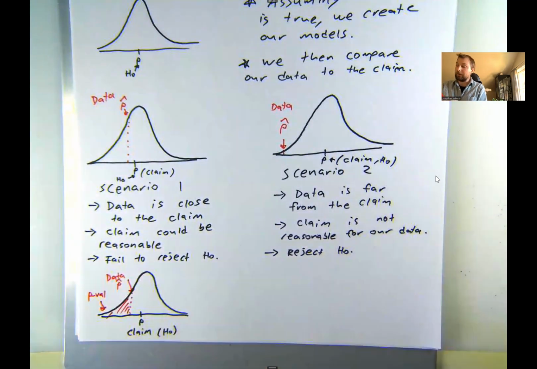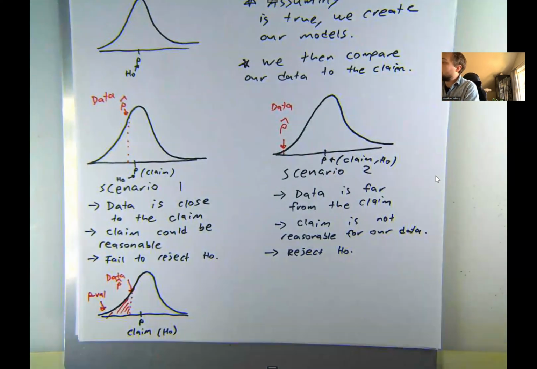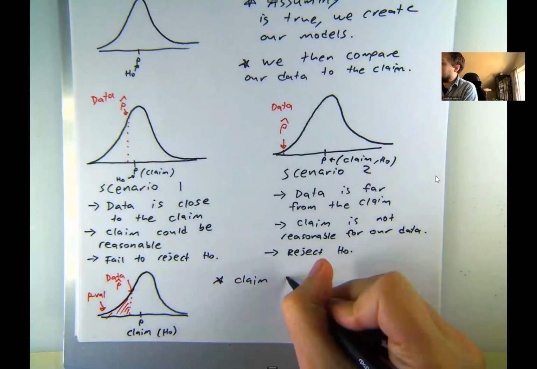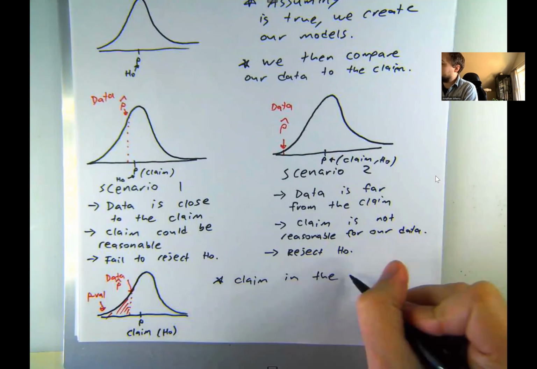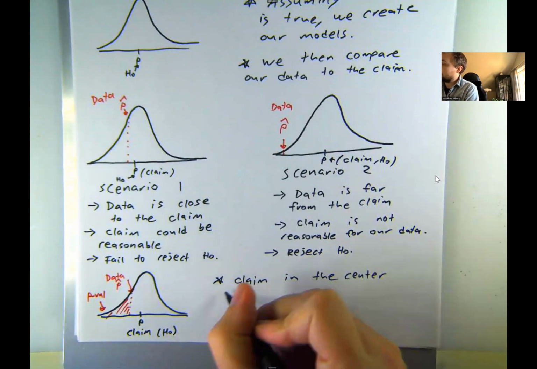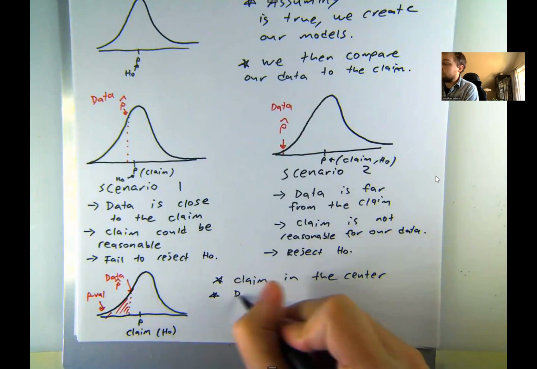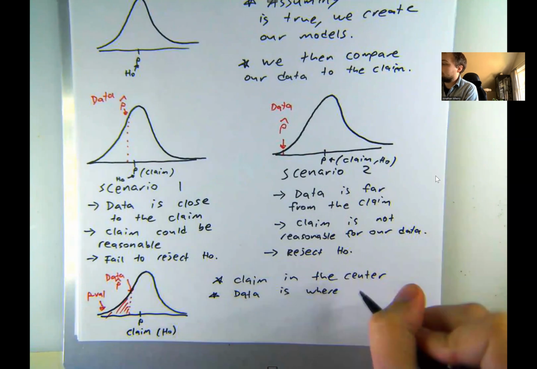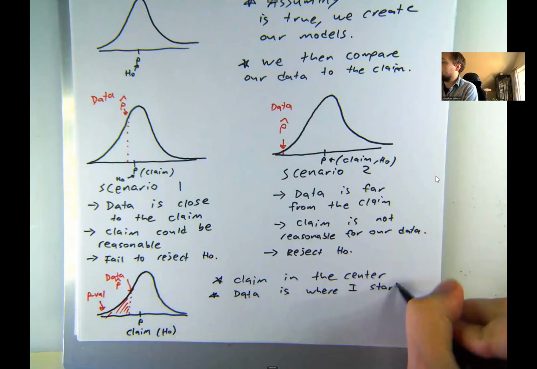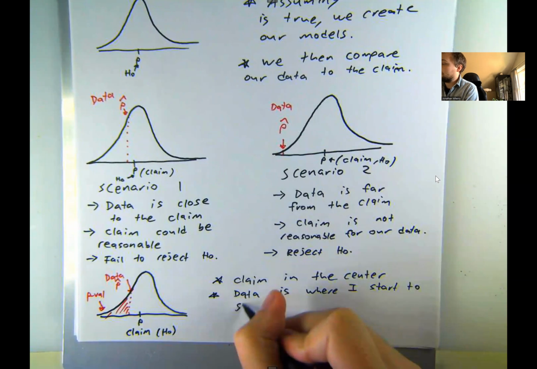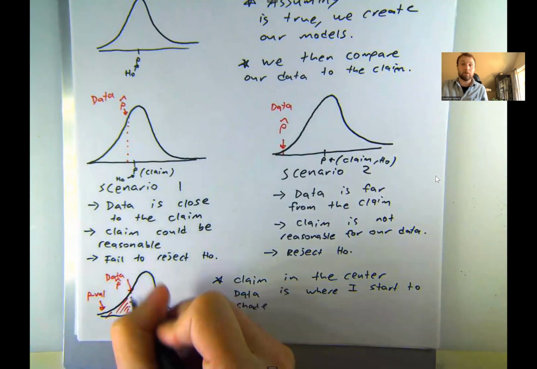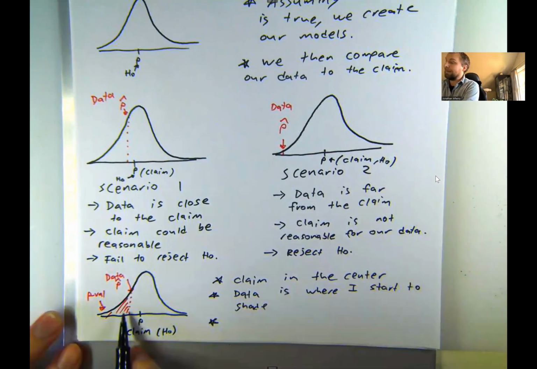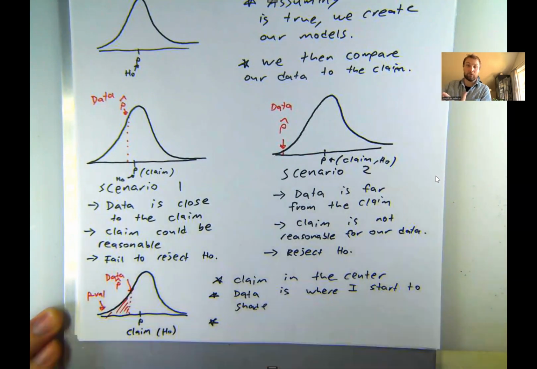And I'm going to label all these things. So I'm always going to have the claim in the center of the curve. The data is where I start to shade. So the data is just that vertical line marked on the curve. And the p-value is the size of the shaded tail that creates.